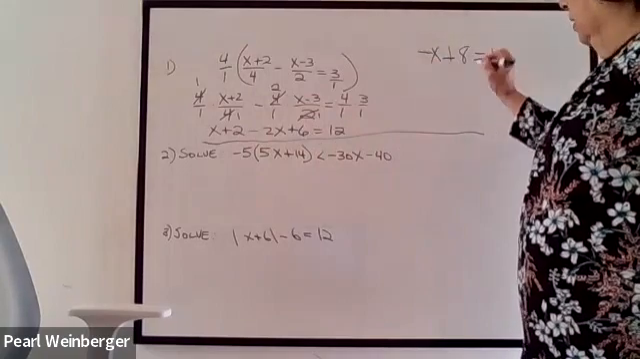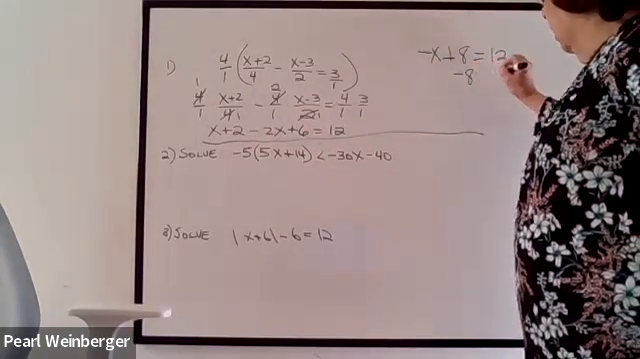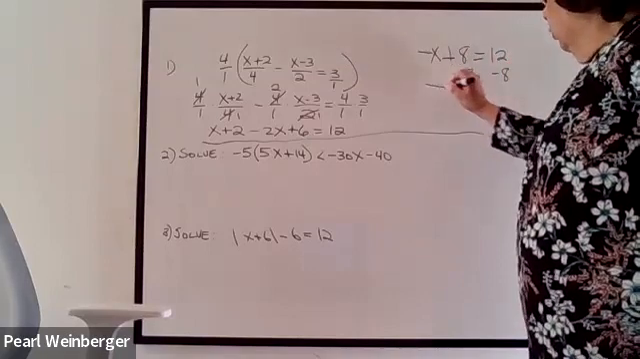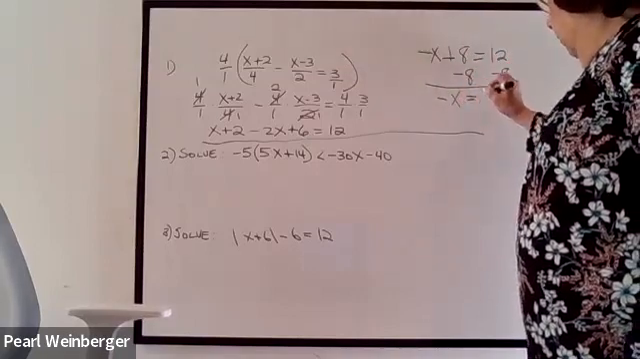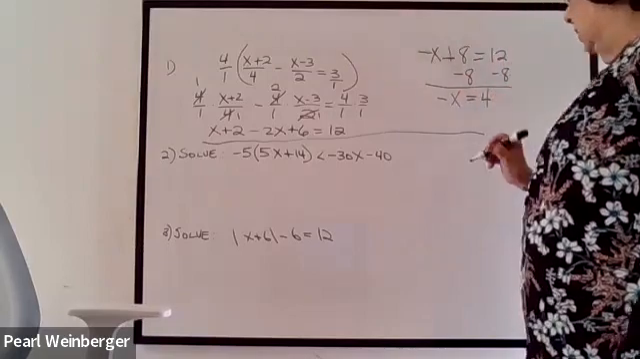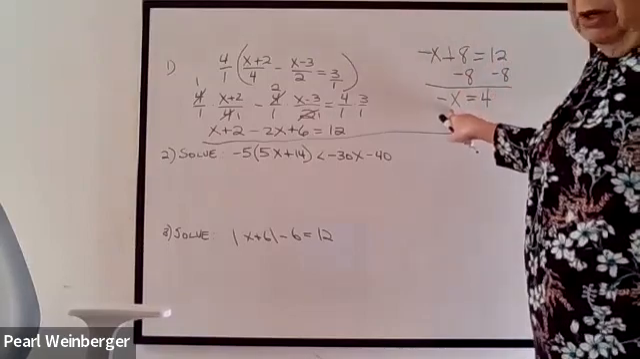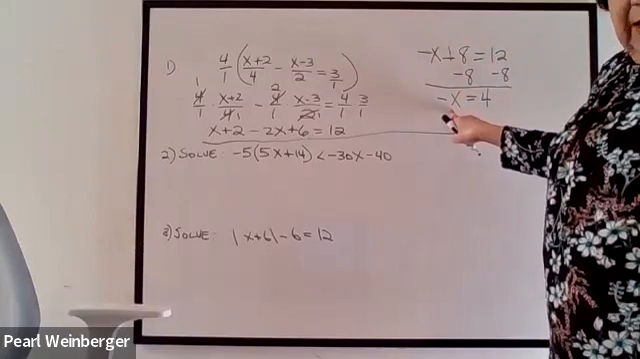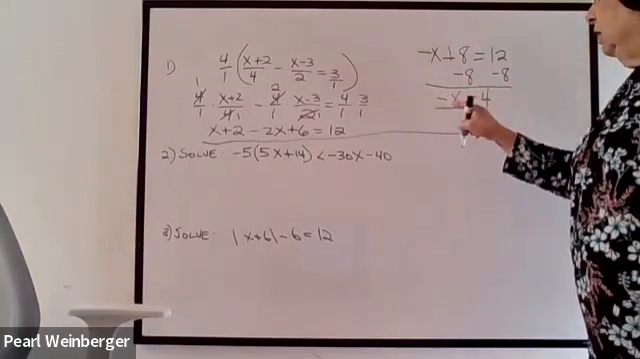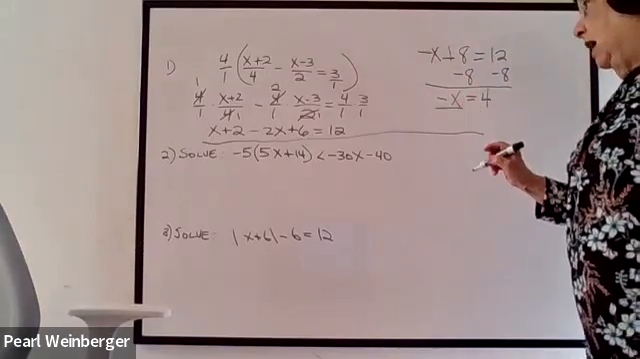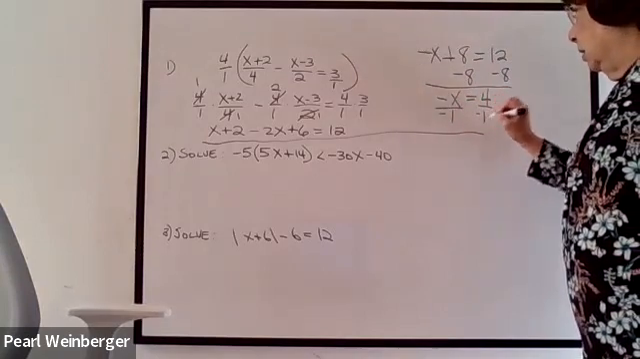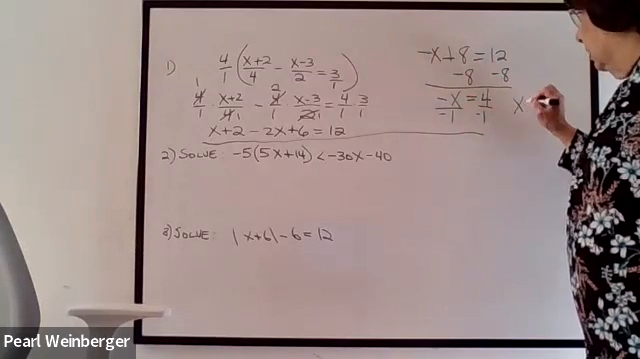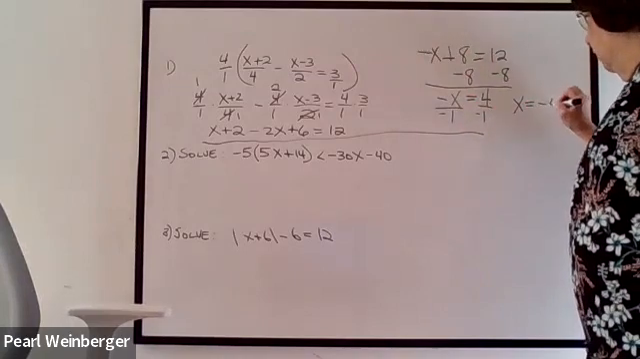So now I'll bring this 8 to the other side, which will give us negative x equals positive 4, 12 minus 8. But I don't want to know what negative x is. I want to know what x is. So I'm going to divide what's really in front of that. The x is a negative 1. I'm going to divide both sides by negative 1, which will give me x equals negative 4.